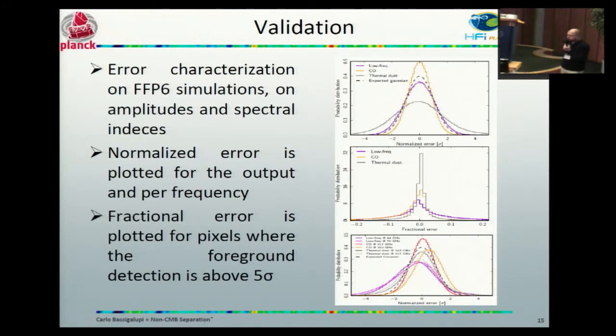Several checks can be done on the precision and the distribution of the error, revealing any deviation from a Gaussian distribution in the error, which is a potential indicator of problems in the separation. You can do that on the outputs. You can do the fractional distribution of errors, and you can do that per frequency. So, bringing in the information of the spectral indices, you see that in most cases, except when you do the fractional error, the distribution is rather Gaussian for all components.